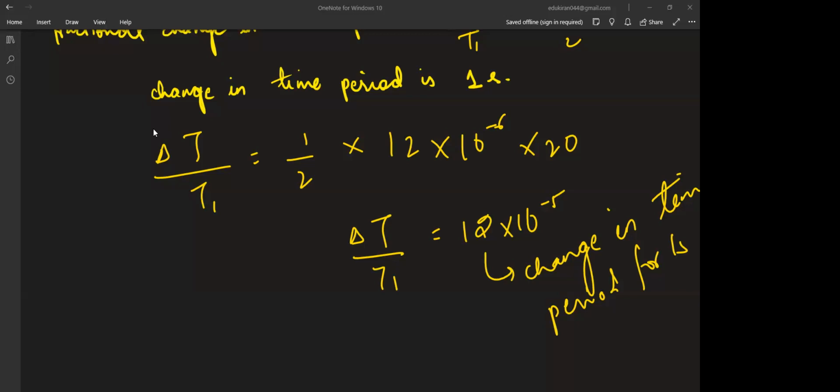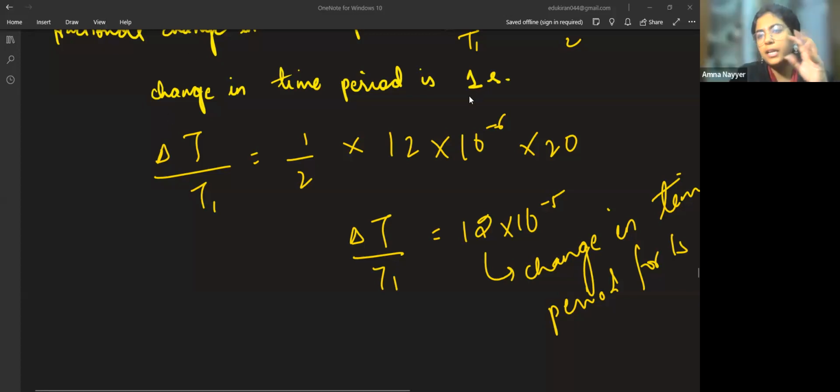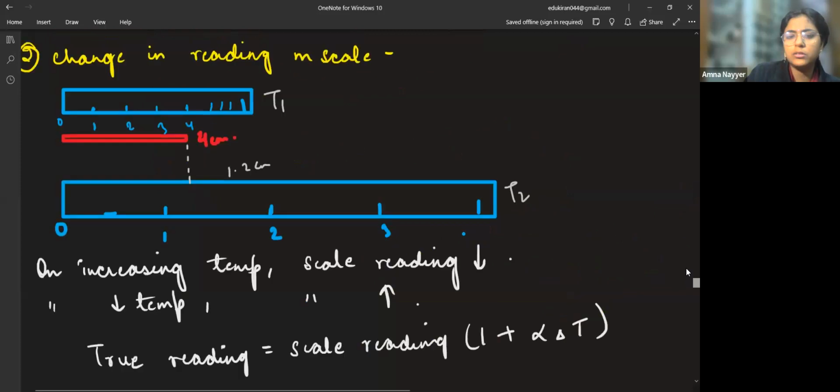All right. Yes, Khadija. So the first application of thermal expansion, this we had already completed. That was the time period one. So the change in time period, that was all over. The question also we had seen.